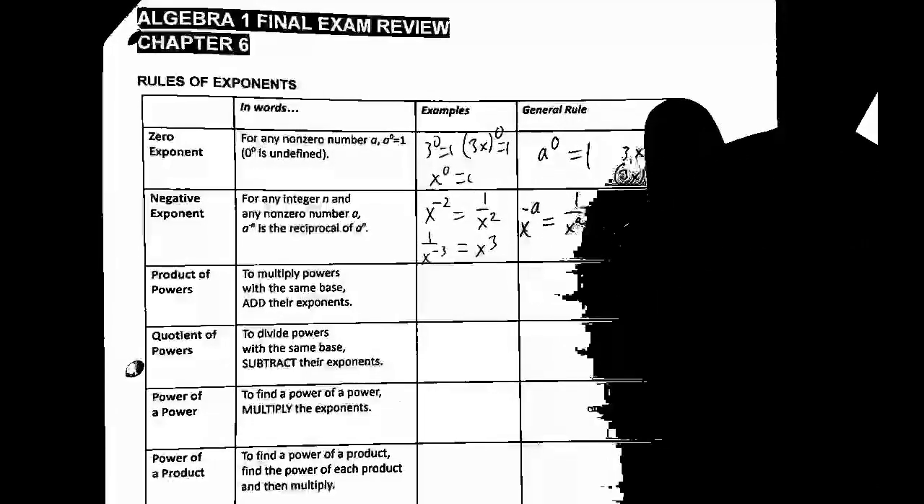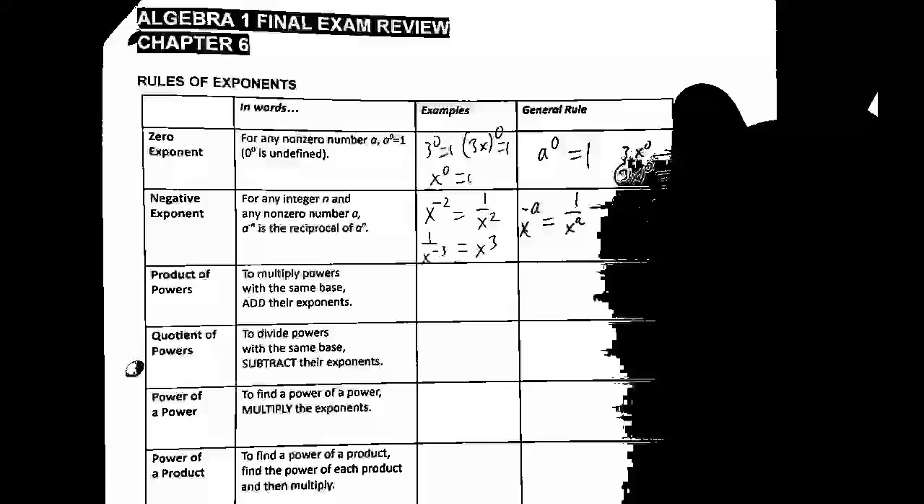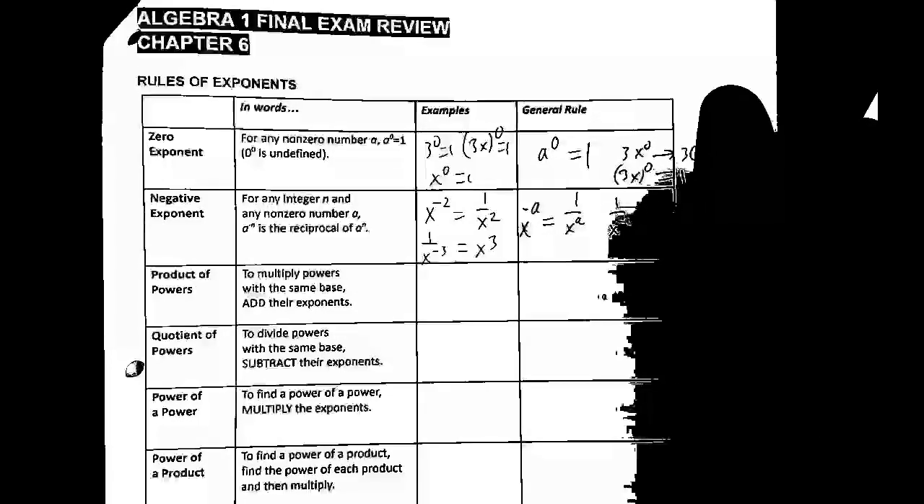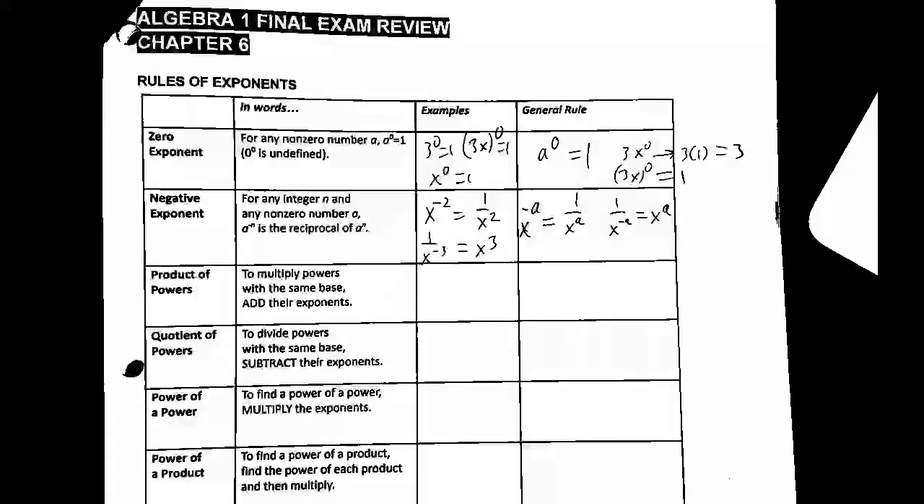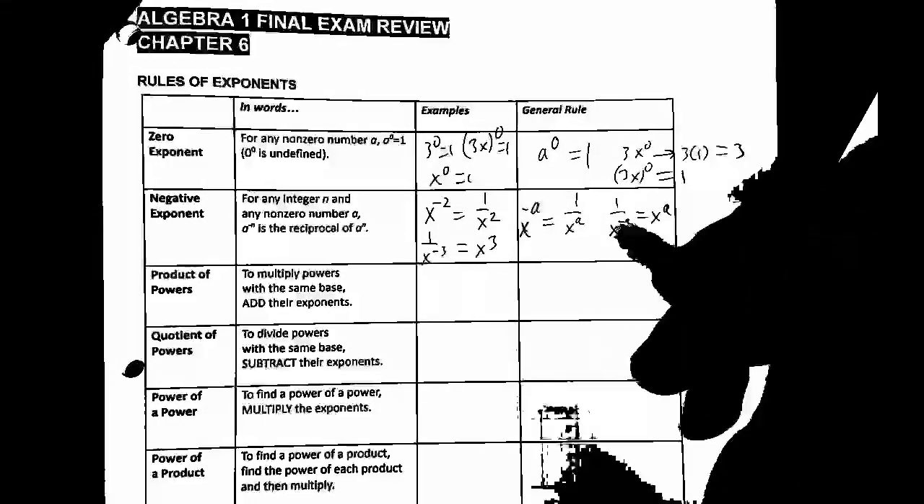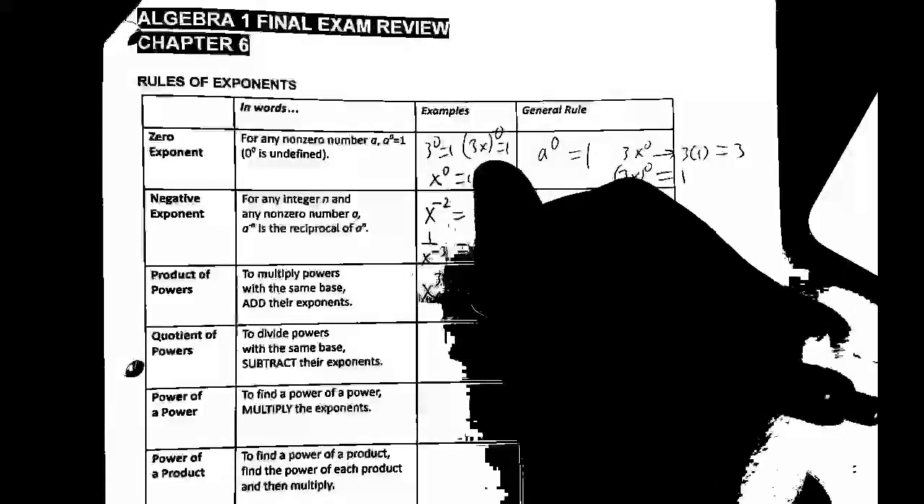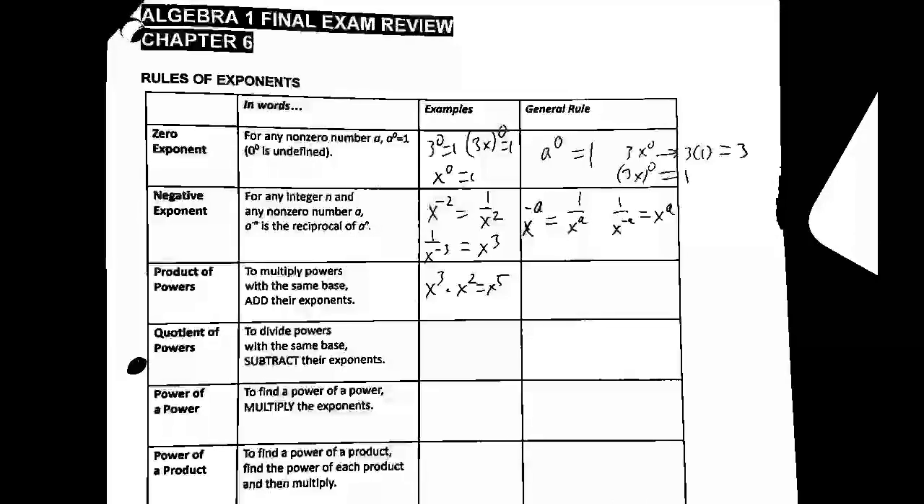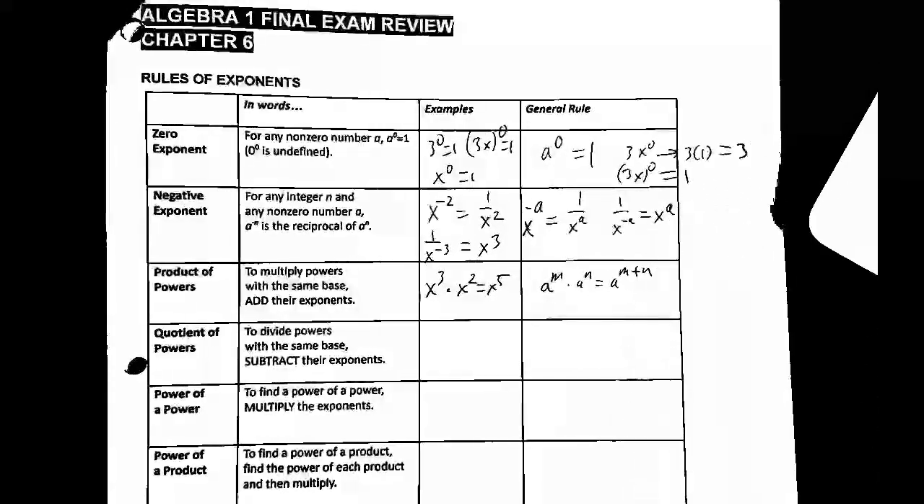So x to the negative a could be 1 over x to the a, or 1 over x to the negative a can be x to the a. Okay? Product of powers. If you multiply powers with the same base, you add their exponents, right? All this is saying is x to the third times x squared is x to the fifth. When we multiply exponents with the same base, we add the powers. That's an example. So the rule is a to the m times a to the n equals a to the m plus n.